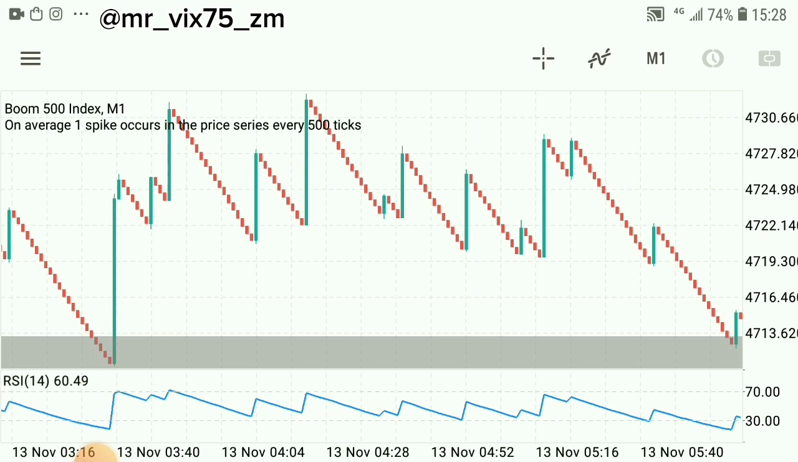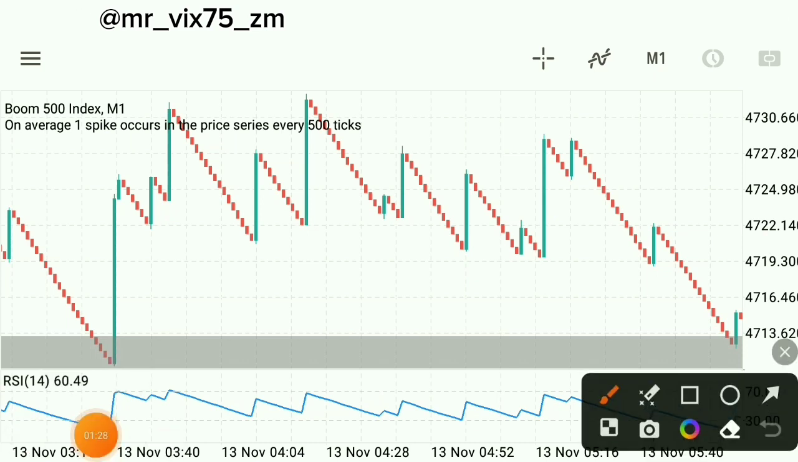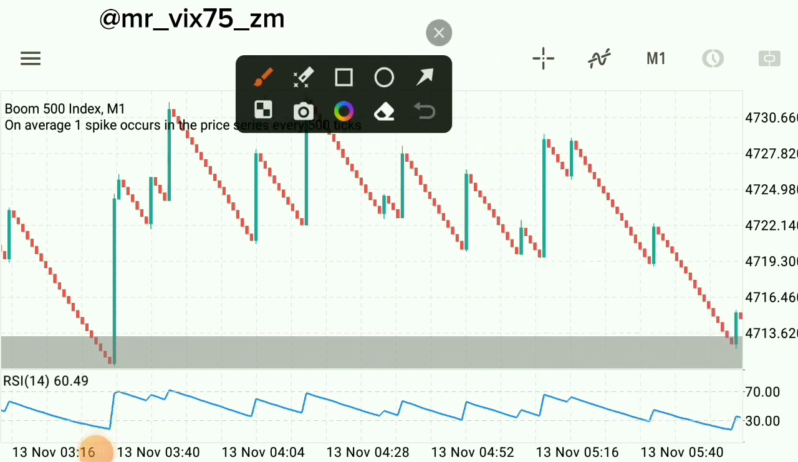Condition number 2: if it does enter the zone, you need to make sure you've got your RSI here with 2 levels, the 70 level and the 30 level. If you are buying, when it enters the zone and spikes, you want the RSI to be below the 30 level. If it's Crash, you want it to be above the 70 level when you're looking for a spike down. But in this case, condition number 1, it has entered, it has spiked. Condition number 2, it's below the 30 level.